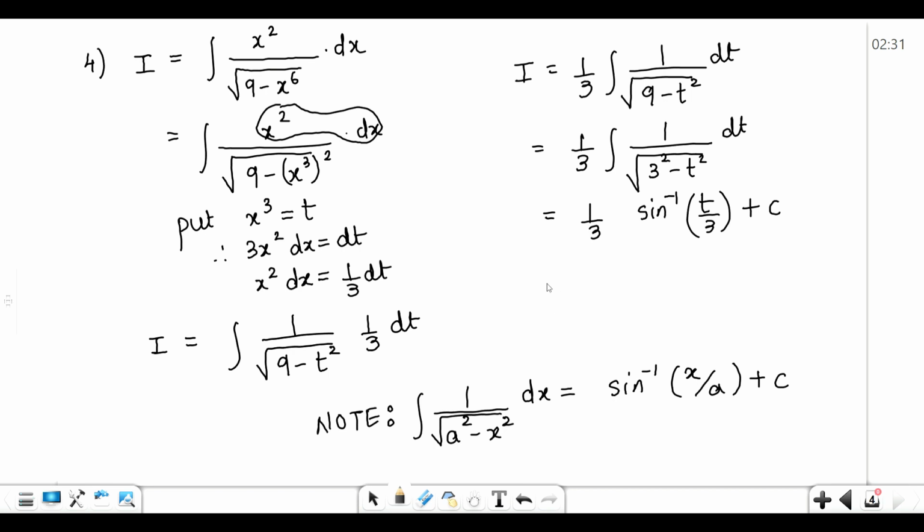Now we'll resubstitute this. This is 1 by 3 sine inverse of x cube upon 3 plus c. So this is how you have got the value of this integral. Now we'll move on to the next question.